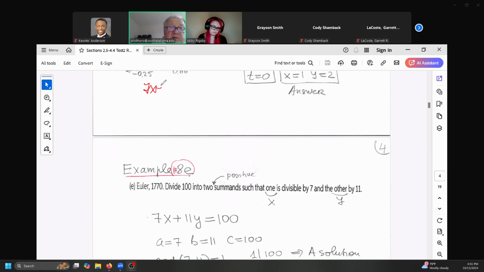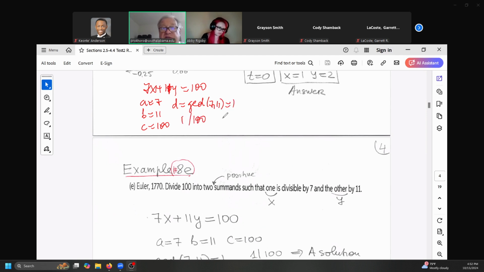7x plus 11y equals 100. So we write a equals 7, b equals 11, c equals 100, and d, the greatest common divisor of 7 and 11, equals 1. 100 is divisible by 1, so a solution exists. Now we need to find the solution. X equals x naught plus bt, y equals y naught minus at.